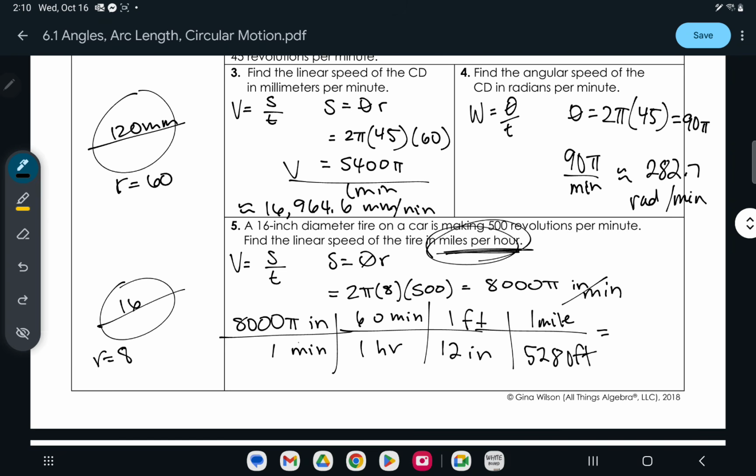So look at all my conversions. The minutes are going to cancel out, inches are going to cancel out, feet are going to cancel out. So I'm left with 8,000 pi times 60 over 12 times 5,280. I'm just going to do that in a calculator. I get about 23.8 miles per hour.